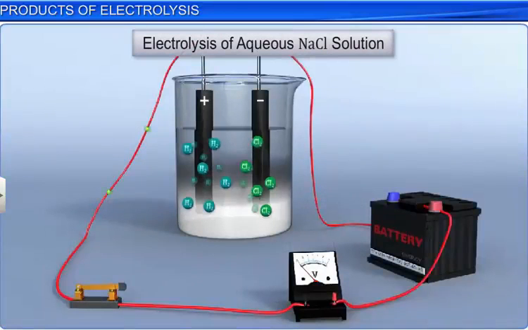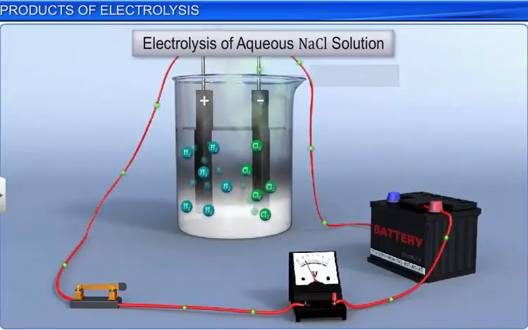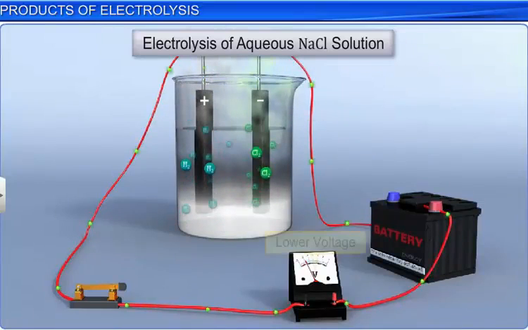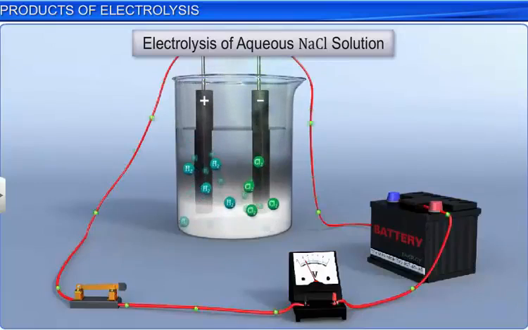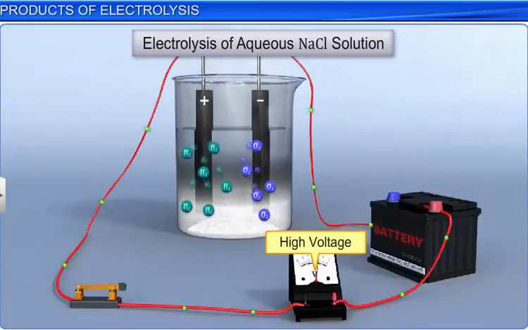Some electrochemical processes are kinetically very slow. At lower voltages, these processes don't seem to occur at all. In order to make these processes occur, extra potential, called overpotential, must be applied.